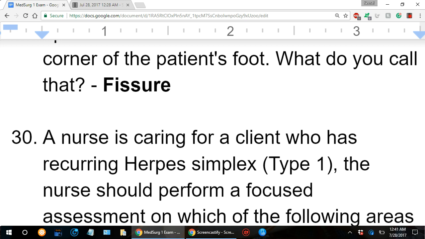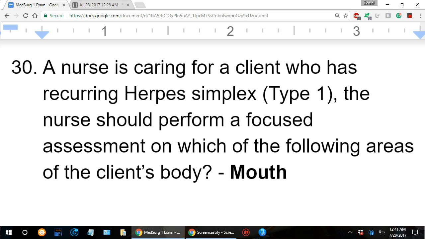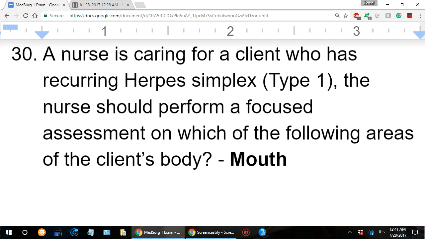The nurse is caring for a client who has recurring herpes simplex type 1. The nurse should perform a focused assessment on which of the following areas of the client's body? The answer is mouth.